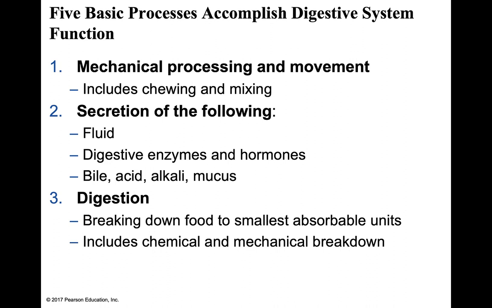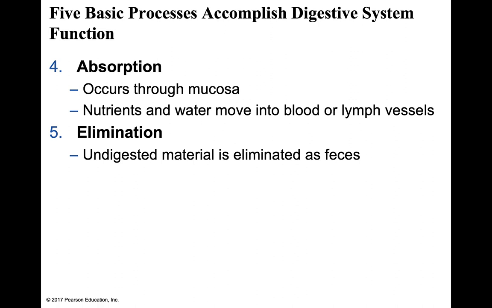Other examples of secretions are bile, which comes from the liver, acid we'll find in the stomach, alkali, so we have to neutralize the acid, and mucus is very common. Now, the third function is digestion, and this basically consists of two parts, a mechanical process such as chewing, and then chemical or digestive. So really what we're talking about here is taking these larger things and breaking them down into smaller things. We have absorption, so the body cannot access any of the nutrients unless they're actually absorbed.